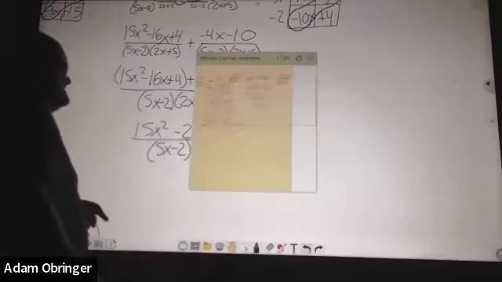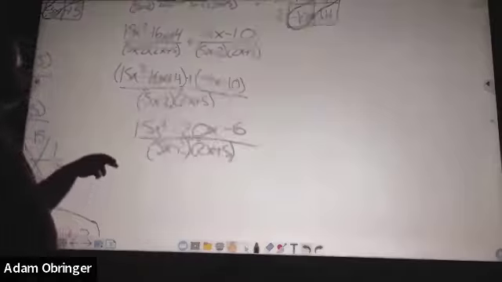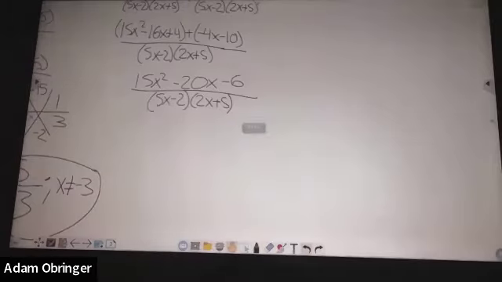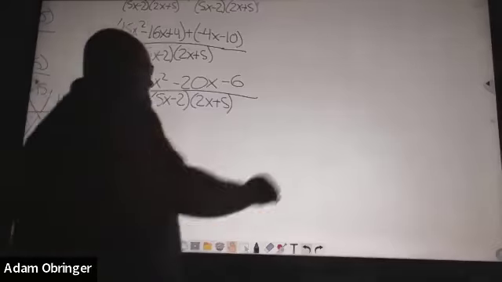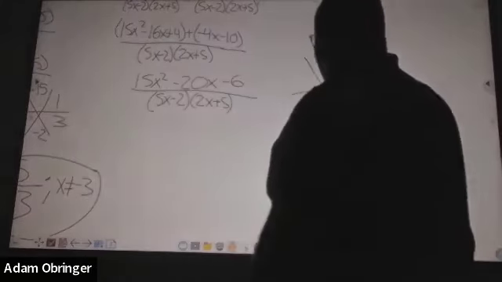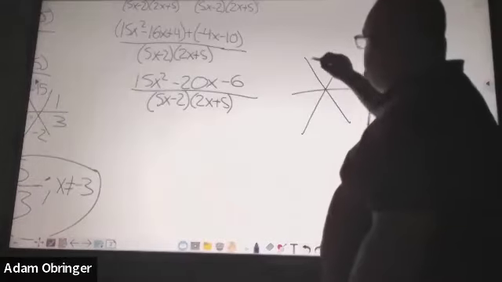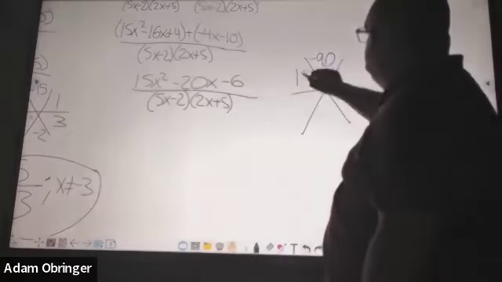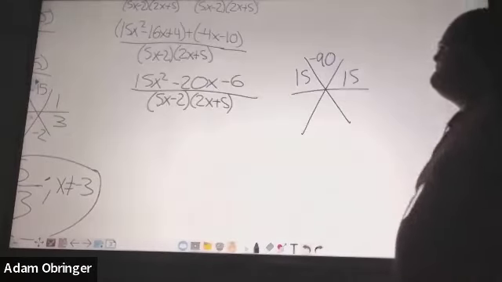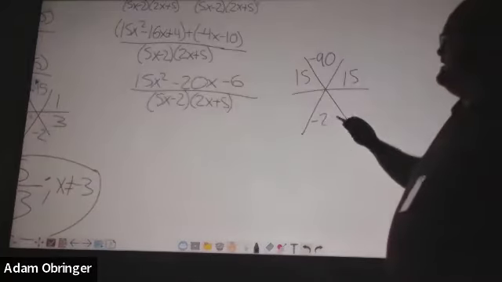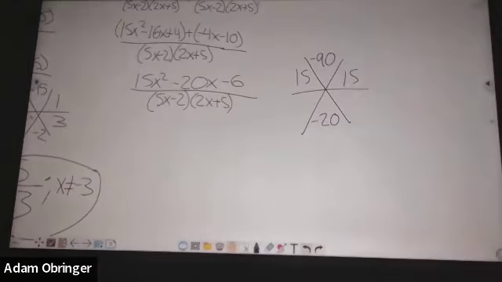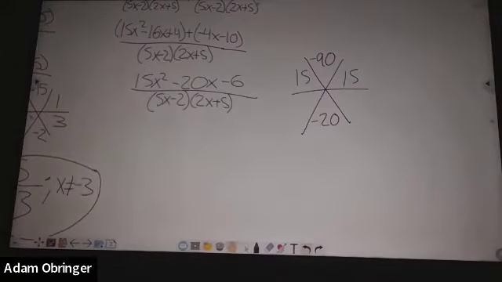And so we are finally at the stage where we are able to factor the numerator and look for anything that might cancel. 15 times negative 6 is negative 90. And we have a negative 20 on bottom. We need two numbers that multiply to make negative 90 and add to make negative 20.